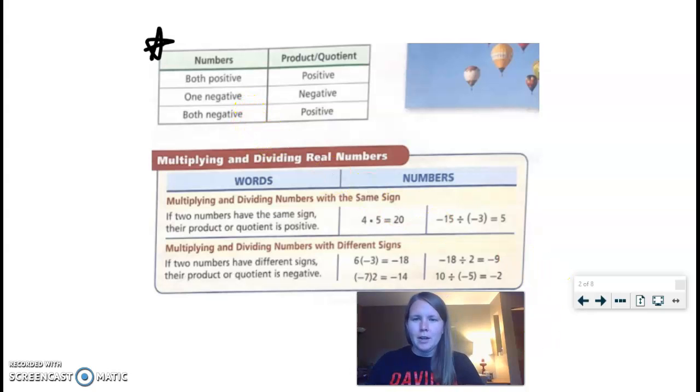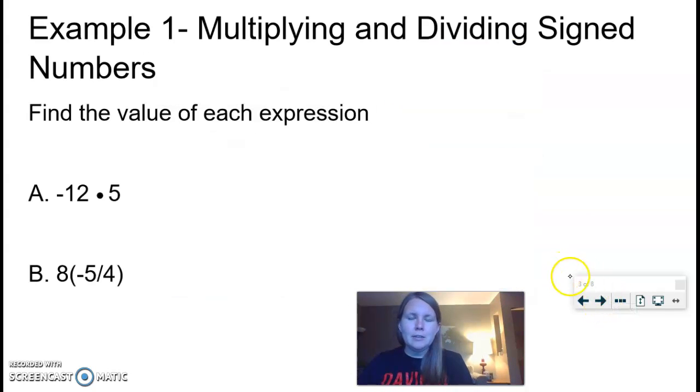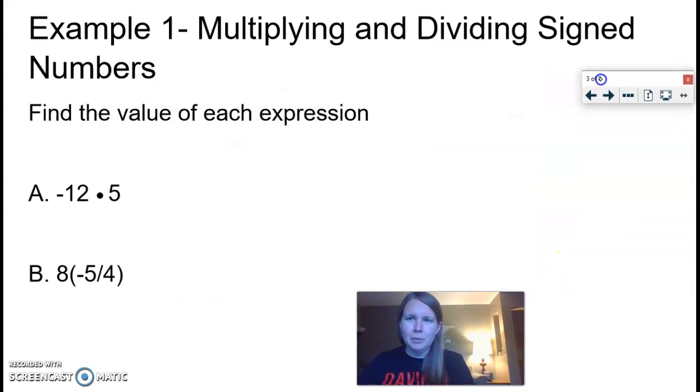And I know for the most part, this should be review. But if you want to read the rest of this, you can always pause it and continue reading. The biggest takeaway is this little chart, which should be a really helpful tool if you have a hard time remembering that, and maybe just put it on a sticky note and stick it on your computer. So let's go ahead and do some examples of it.